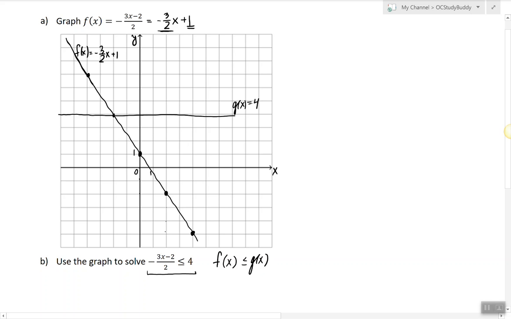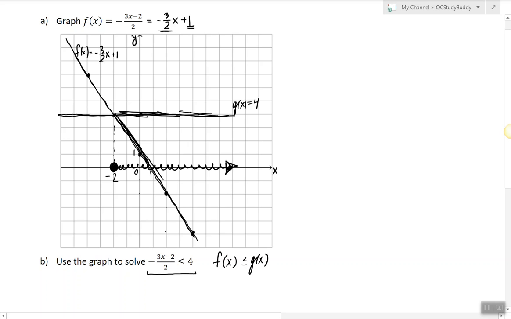So f of x is the line, and g of x is the horizontal line. And it's pretty clear that f of x is below g of x when x is greater or equal to -2. So on this interval, we can see that f of x is below g of x.